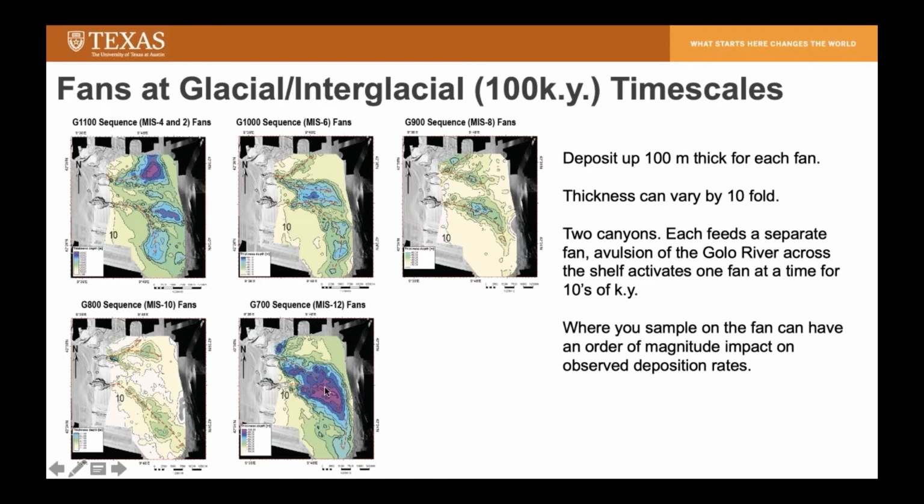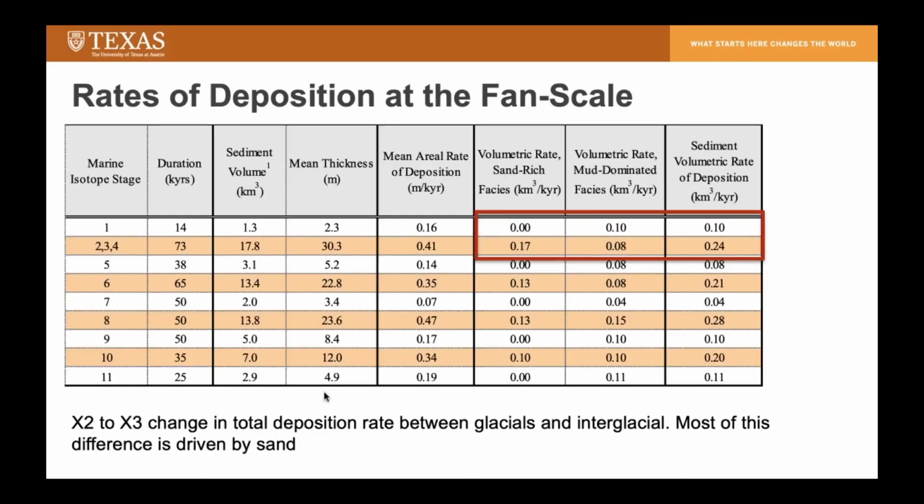Of course, where you sample on these fans, if you were thinking about rates of deposition, is going to vary enormously because fan thickness varies so much. So if this package represents 10,000 years, and if you had a sample on the fringe, you'd see much lower average rates of deposition than you'd see at these channel lobe transitions where the deposits are very thick and rates of deposition are correspondingly very high.